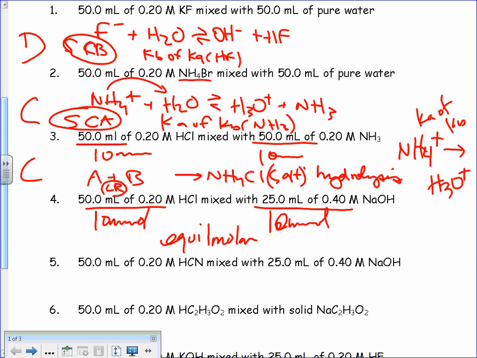Equimolar. It's just no LR there. So they're equimolar. They run out, right? They fully react with each other. What do they make? What kind of salt in this one? So sodium chloride, right? Which is a neutral salt because you know its parents are strong and strong. But what's actually causing this to be neutral? This is a review.